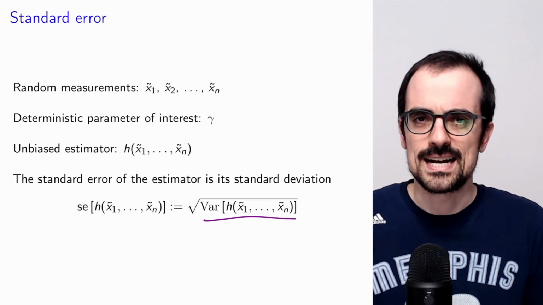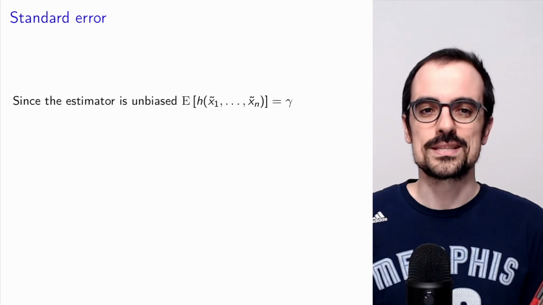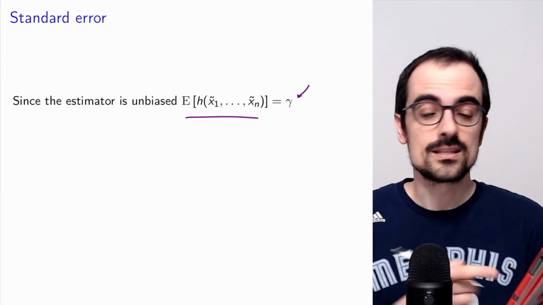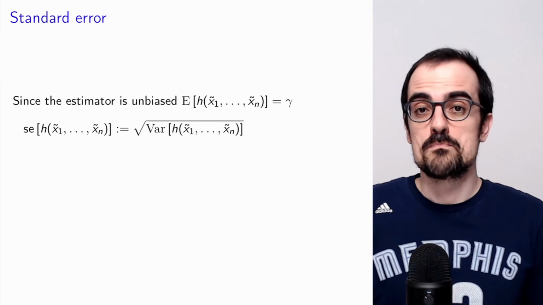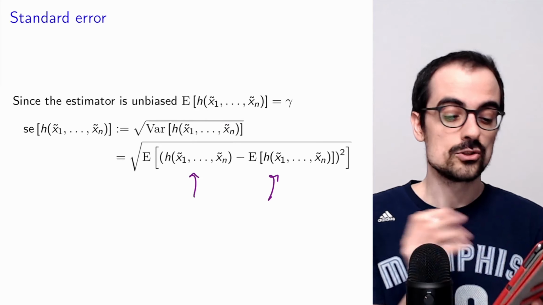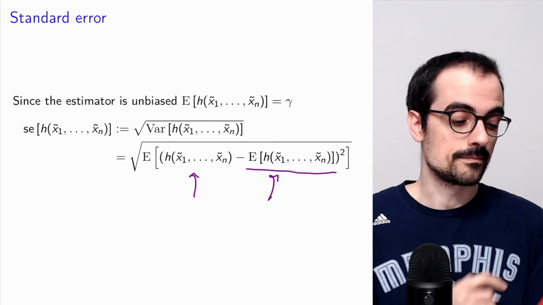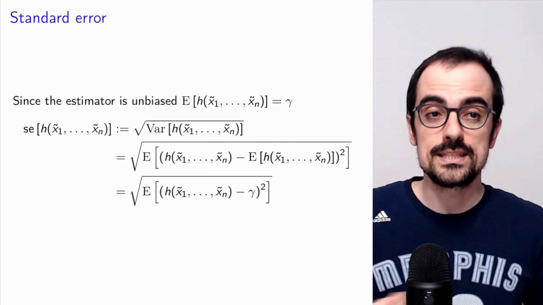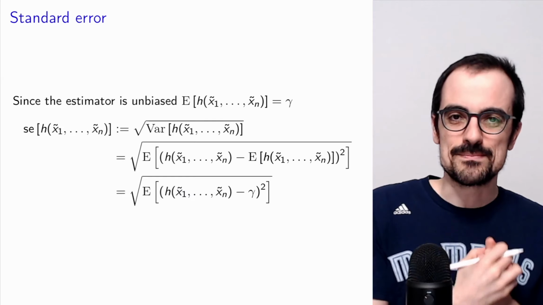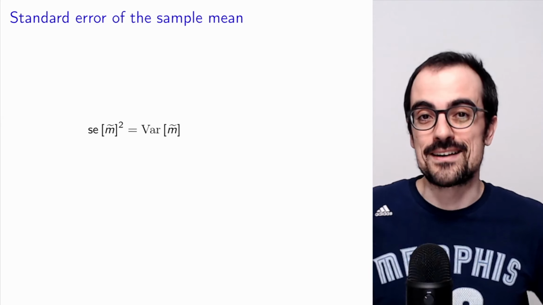Why do we call this a standard error? Well, the key observation here is that the estimator is unbiased. What does that imply? It implies that the mean of the estimator is exactly equal to gamma. So when you look at the variance of the estimator, by definition, it's the expected value of the estimator minus its mean squared. What is that? If the mean is equal to gamma, that's just the mean squared error. Okay, so for unbiased estimators, this standard error is nothing else than the square root of the mean squared error between our estimator and the parameter that we want to approximate. So it makes sense that we want to have it as small as possible.